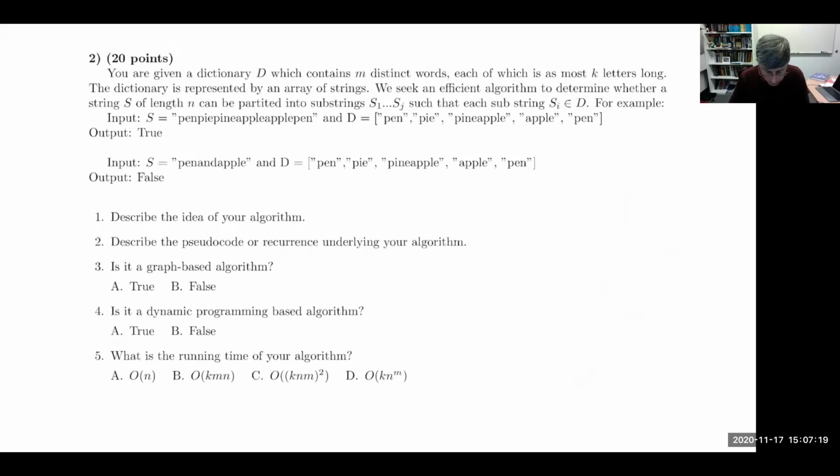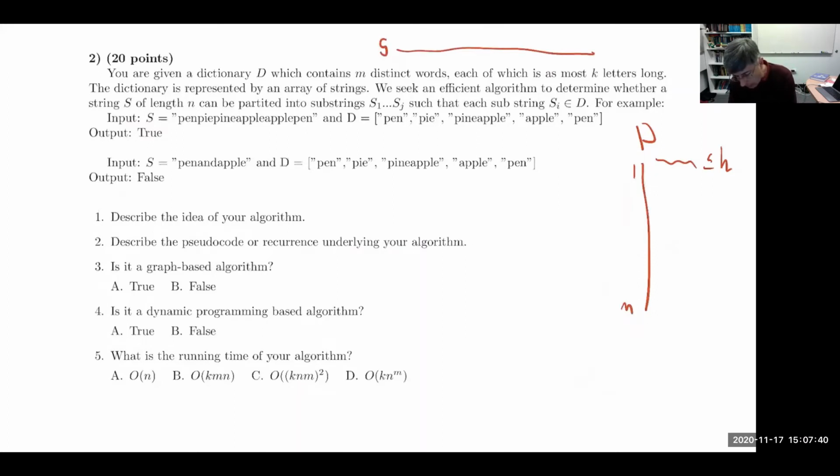The next question says you're given a dictionary D which has m distinct words, each of which is of length at most k. I am giving you a target string S, which is of length n. I want to know whether this target string can be made as a concatenation of dictionary words. Some of them can, and some of them can't.